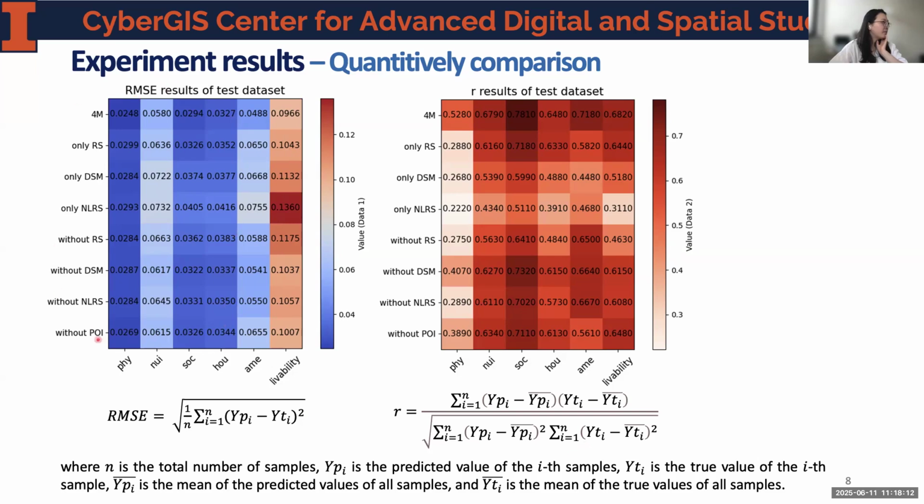The left figure shows the RMSE results on the test dataset. We can see that when we use four modalities, whether for the overall livability score or the 5 domain scores, it acquired the smallest RMSE. And the same holds for the R value: when we use four modalities, it acquired a higher R value than other modality combinations. So it shows the necessity of combining those four modalities to evaluate urban livability, and it also shows all four modalities contribute to the urban livability evaluation.